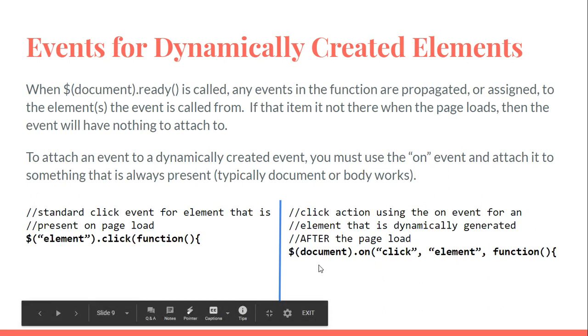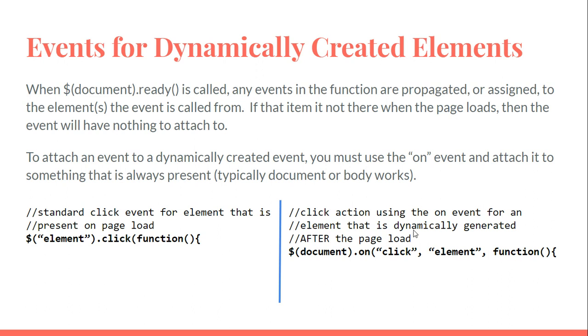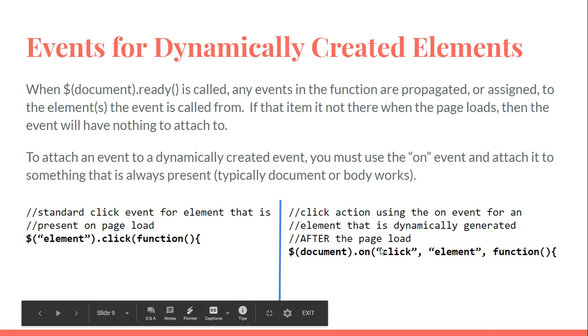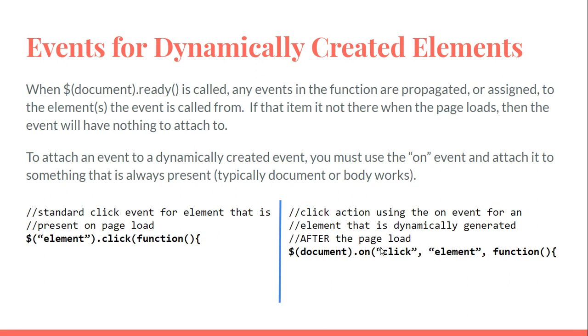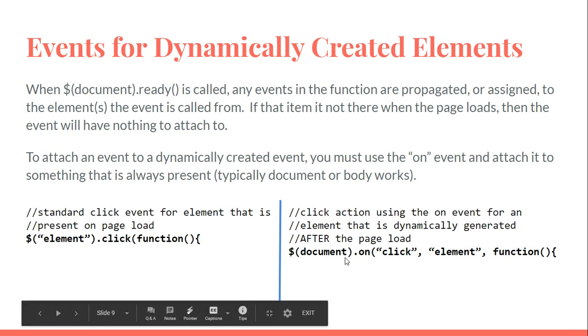So anytime that I've got elements that are going to be on the page, I can use my standard click. Write your element here, dot click, and then call your function. However, if I've got something that's going to be dynamically generated, then I have to attach that to something that's always there. I typically use document or body because I'm not going to get rid of those things. And I have to use an on event. So I do document.on click my element, whatever it is, and then call my function. Once again, it's different if this is an ID that wasn't there before or an H1 that wasn't there before.